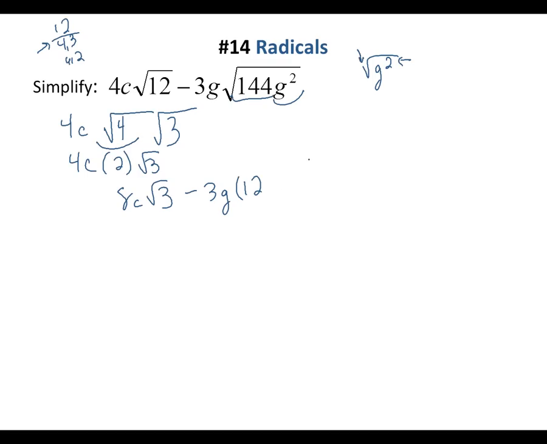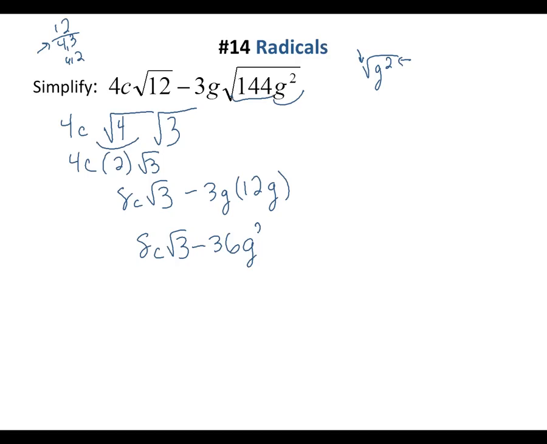And perfect squares can be square rooted. The square root of 4 is 2. That turns into parentheses when you do that. And then we just multiply that out. 4c times 2, 8c square root of 3. So that's it for that one. Let's do the one on the right.